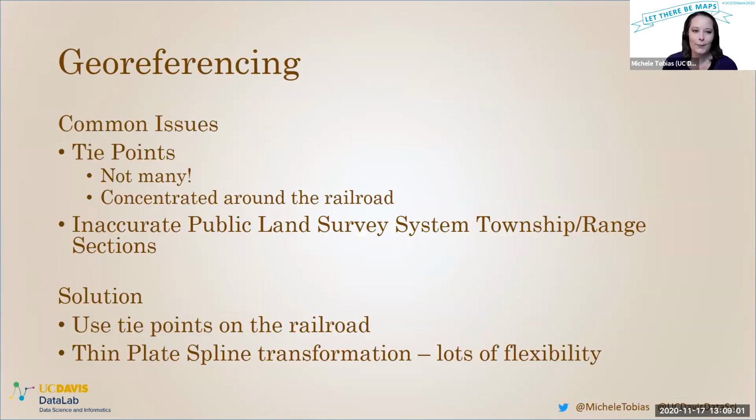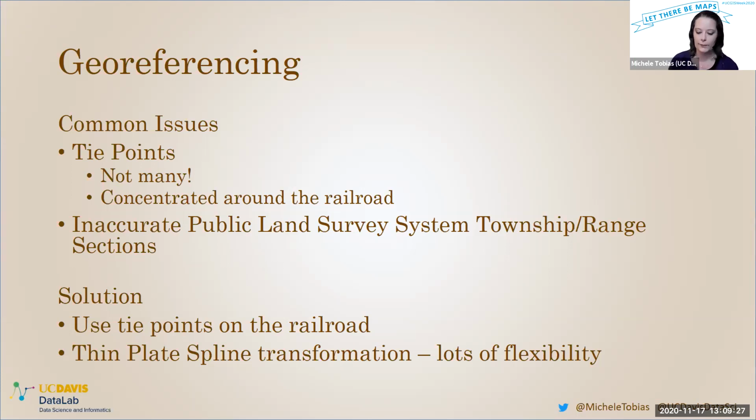The georeferencing process had some common issues amongst the maps that needed georeferencing, mainly that these are technical drawings meant for engineering, so they don't have a lot of usable tie points. They don't include much information away from the edge of the railroad route. We don't have things like cities or streets to use as reference points, so we had to concentrate our efforts around the railroad.